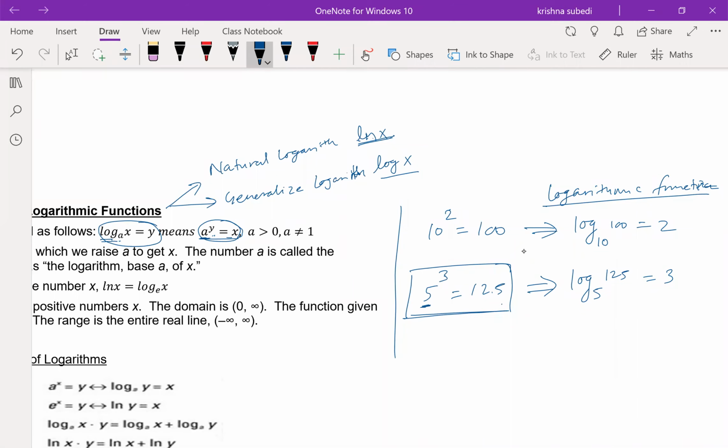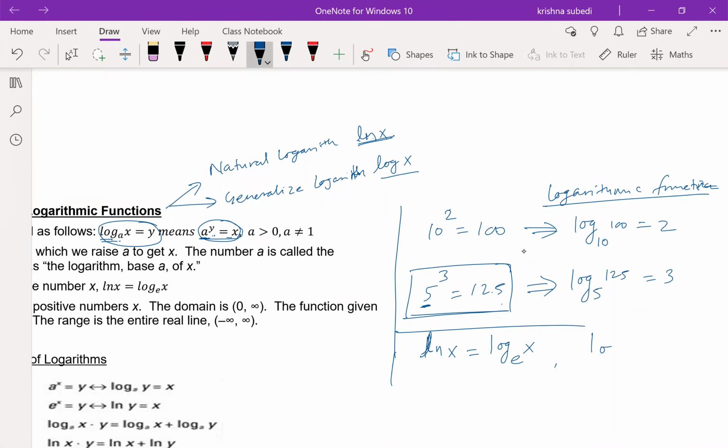Okay, now you have seen this ln x. What does that mean? This means it's a logarithm of base e. When the base is the natural number e, we call this the natural logarithm, okay? So ln x, we call it ln x in short. That means it's a logarithmic function with base e.